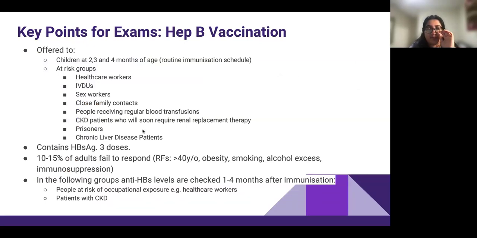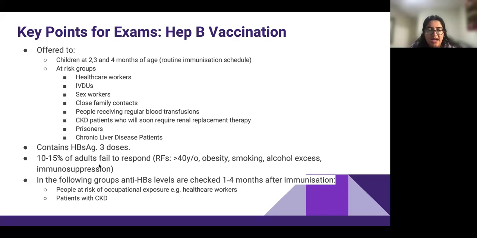So for hepatitis B, vaccinations are offered to everybody. Children at 2, 3, and 4 months get them as normally part of their immunization schedules. Health workers would have received them as part of occupational health as well. People who use intravenous drugs, sex workers, and close family contacts as well. People regularly receiving blood transfusions, so think hemophiliacs, and people with CKD who require renal replacement therapy.